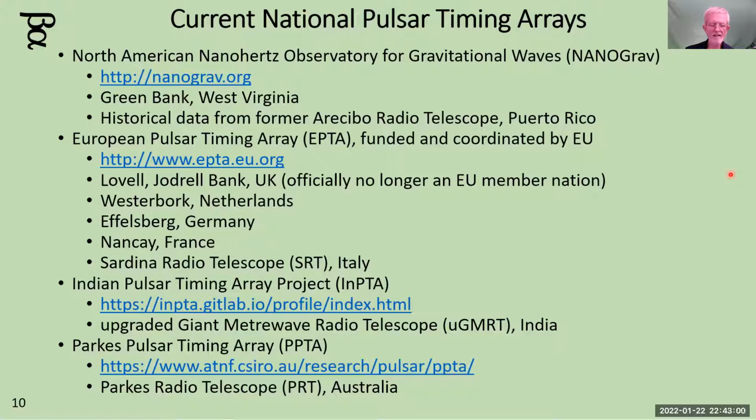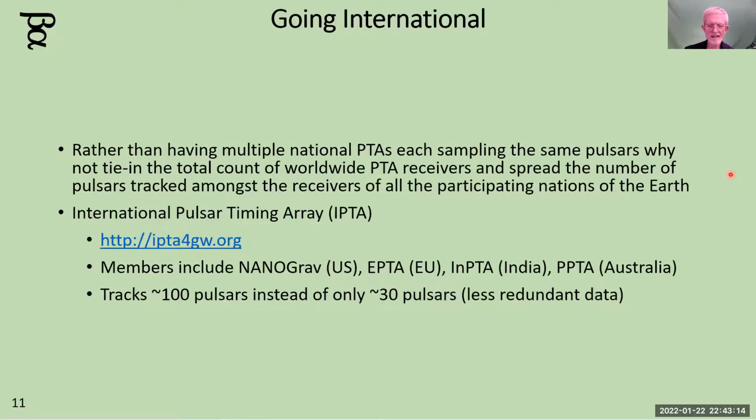And then you have Parkes down in Australia. Well, Parkes is just one place in Australia. So how do you get more observatories looking at more pulsars? Obviously, you've got to glue all these guys together. And that's what they did. They went international. So there is the International Pulsar Timing Array, and it includes all those other arrays that I mentioned.